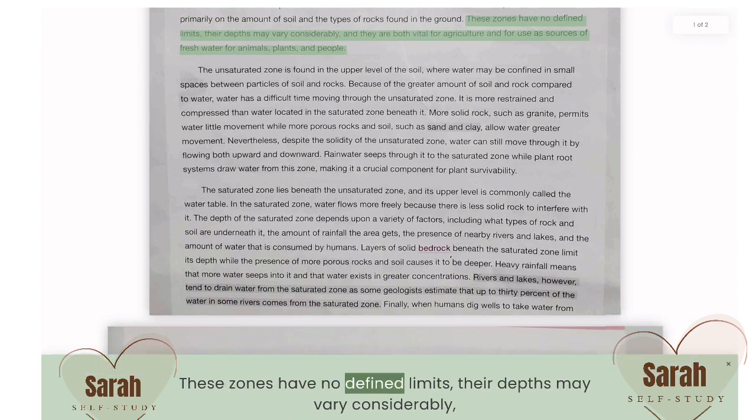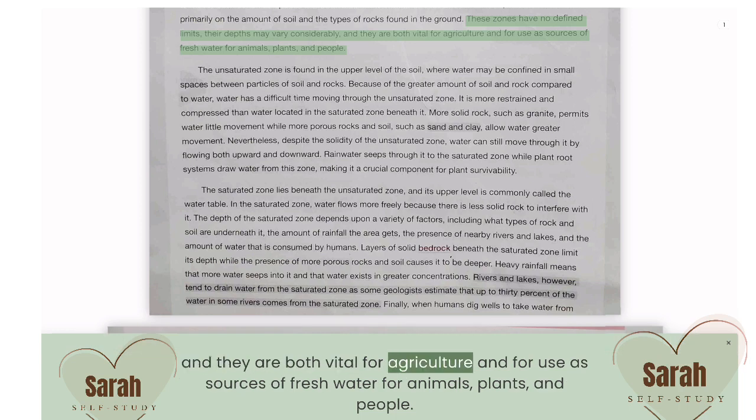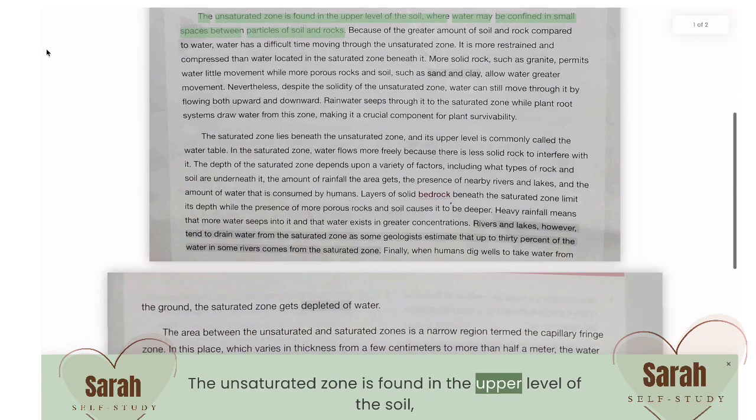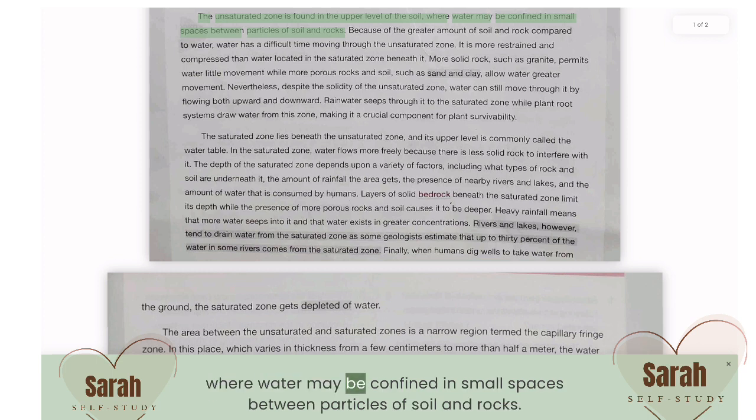These zones have no defined limits, their depths may vary considerably, and they are both vital for agriculture and for use as sources of fresh water for animals, plants, and people. The unsaturated zone is found in the upper level of the soil, where water may be confined in small spaces between particles of soil and rocks.